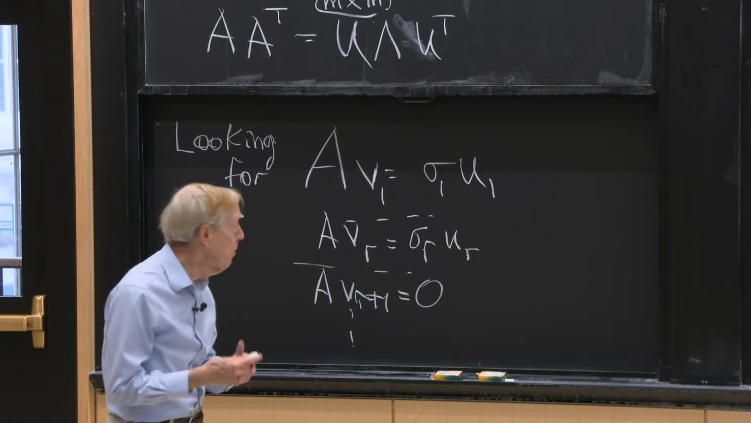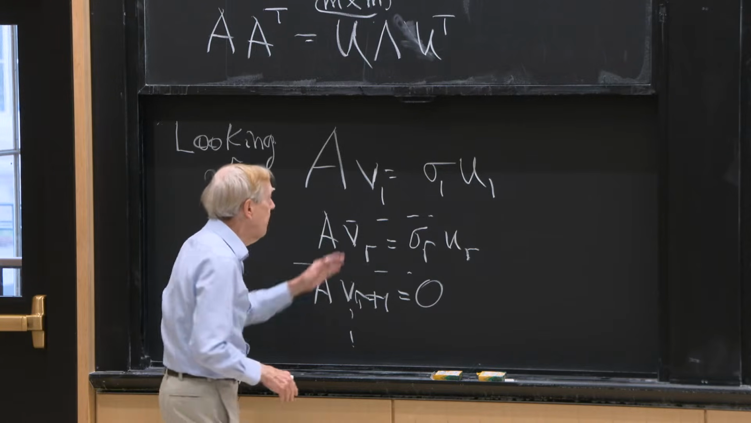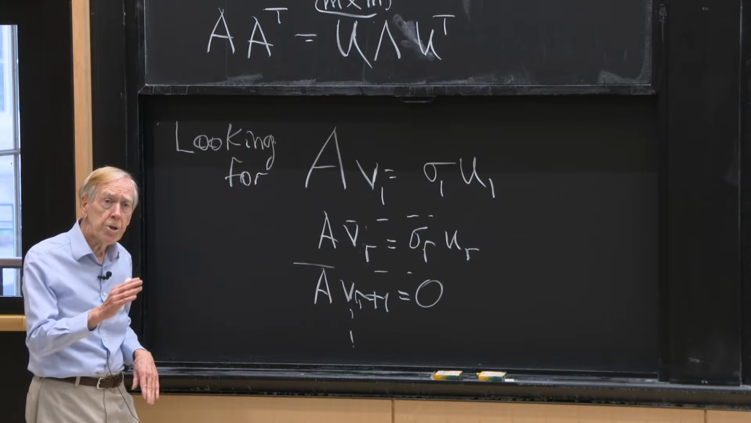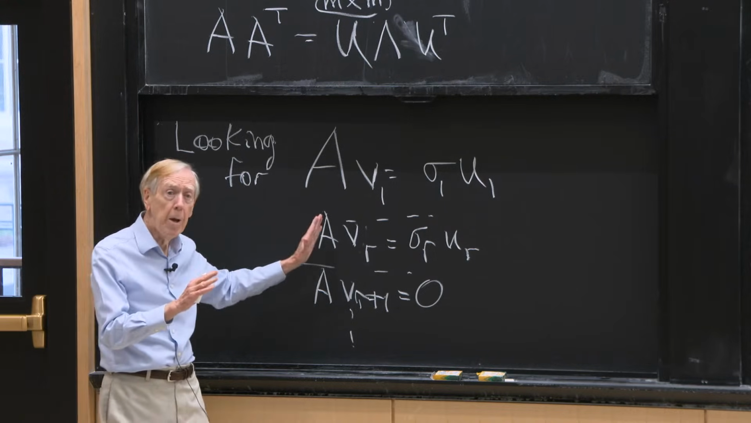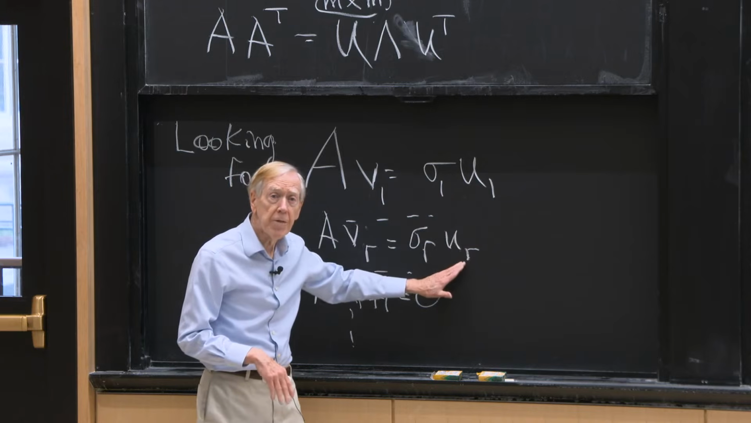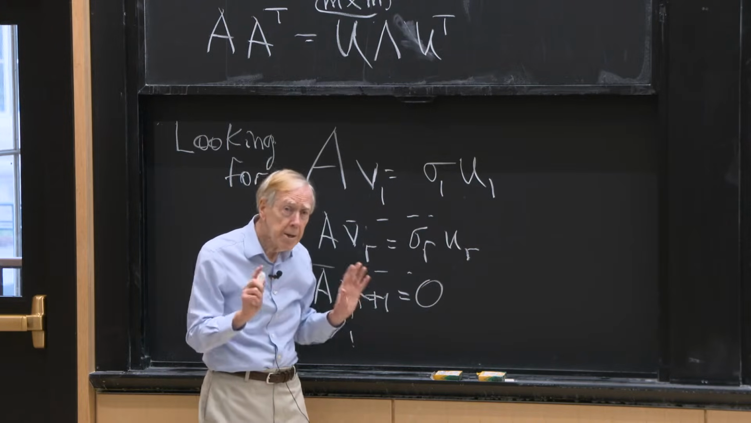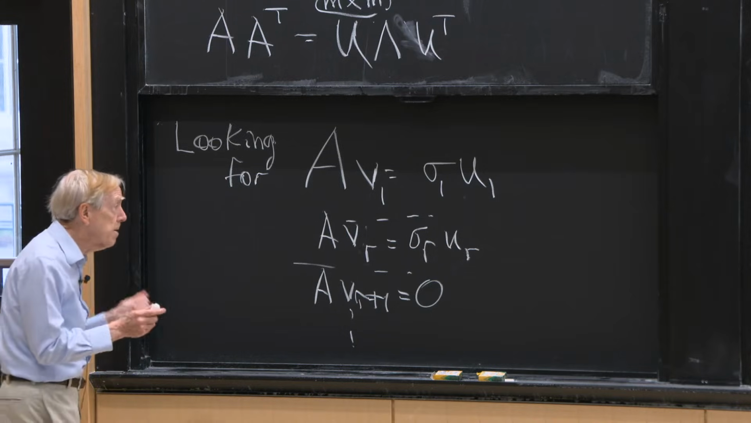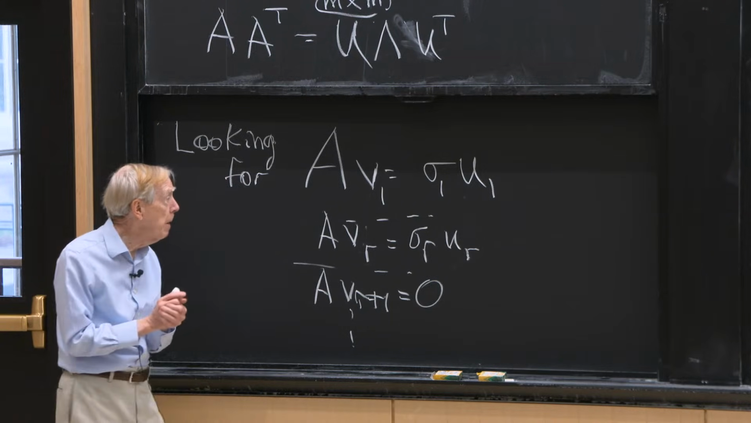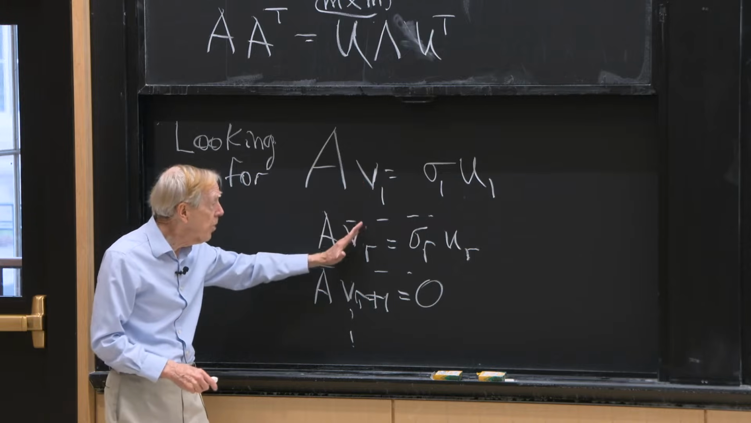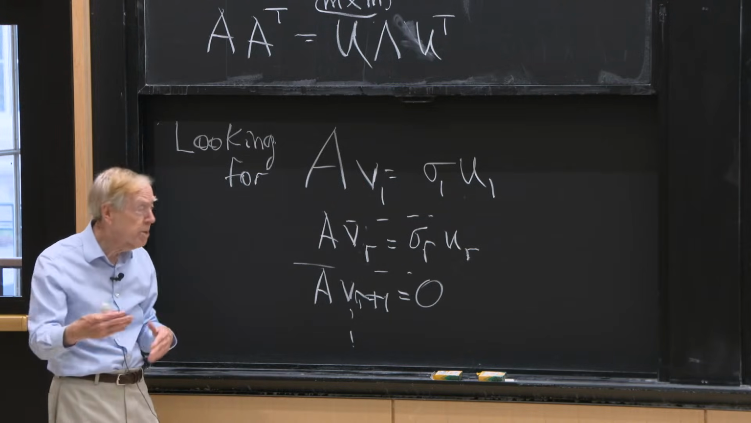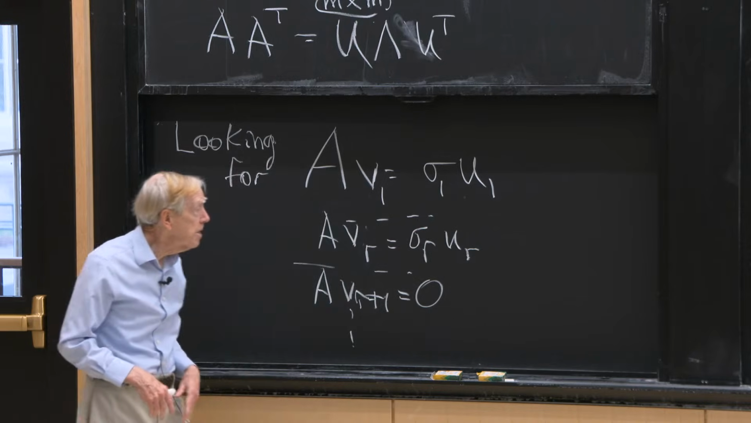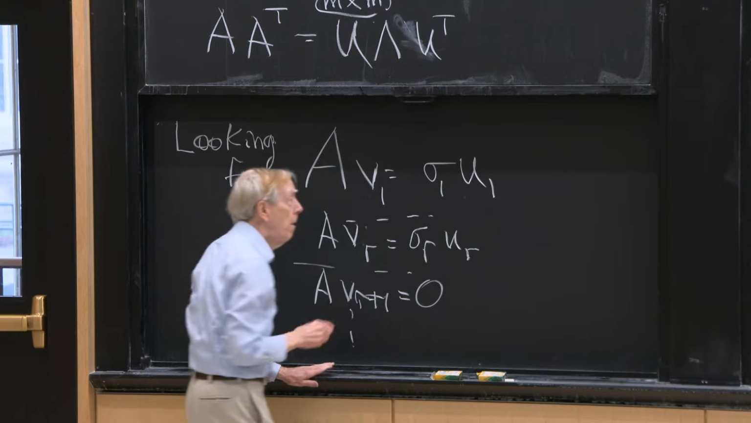Let me say it now in words. I'm looking for a bunch of orthogonal vectors V, so that when I multiply them by A, I get a bunch of orthogonal vectors U. That is not so clearly possible, but it is possible. It does happen. I'm looking for one set of orthogonal vectors V in the input space, you could say, so that the AVs in the output space are also orthogonal.